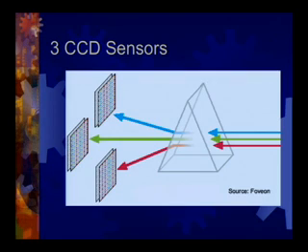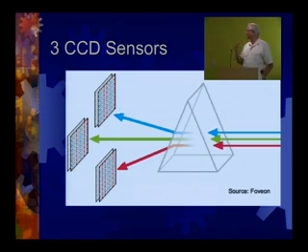A lot of high-end imaging devices will use a prism to split light up into 3 different directions, and will have individual sensors for those 3. This probably gives you the highest quality because you end up having a red, green, and blue sample for each pixel.